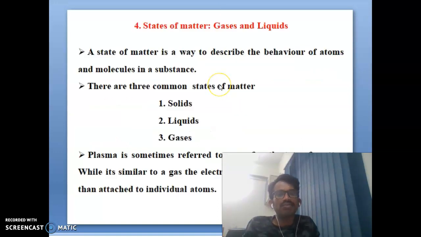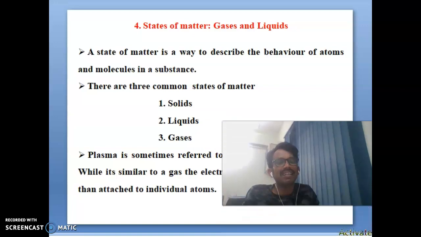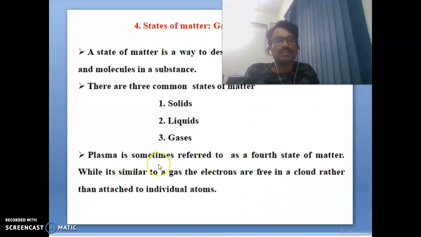Next is the 4th lesson, states of matter, gases and liquids. States of matter is a way to describe the behavior of atoms or molecules in a substance. There are 3 main common states of matter: solid, liquid and gaseous states. Plasma is sometimes referred to as the 4th state of matter. While it's similar to a gas, the electrons are free in a cloud rather than attached to individual atoms.